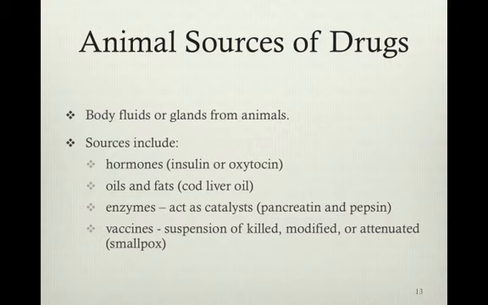Animal sources of drugs. Bodily fluids or glands from animals. Sources include hormones, oils, fats, and enzymes, which act as catalysts. Examples of hormones are insulin and oxytocin. Oils and fats would be like cod liver oil. Enzymes would be pancreatic enzymes and pepsin.